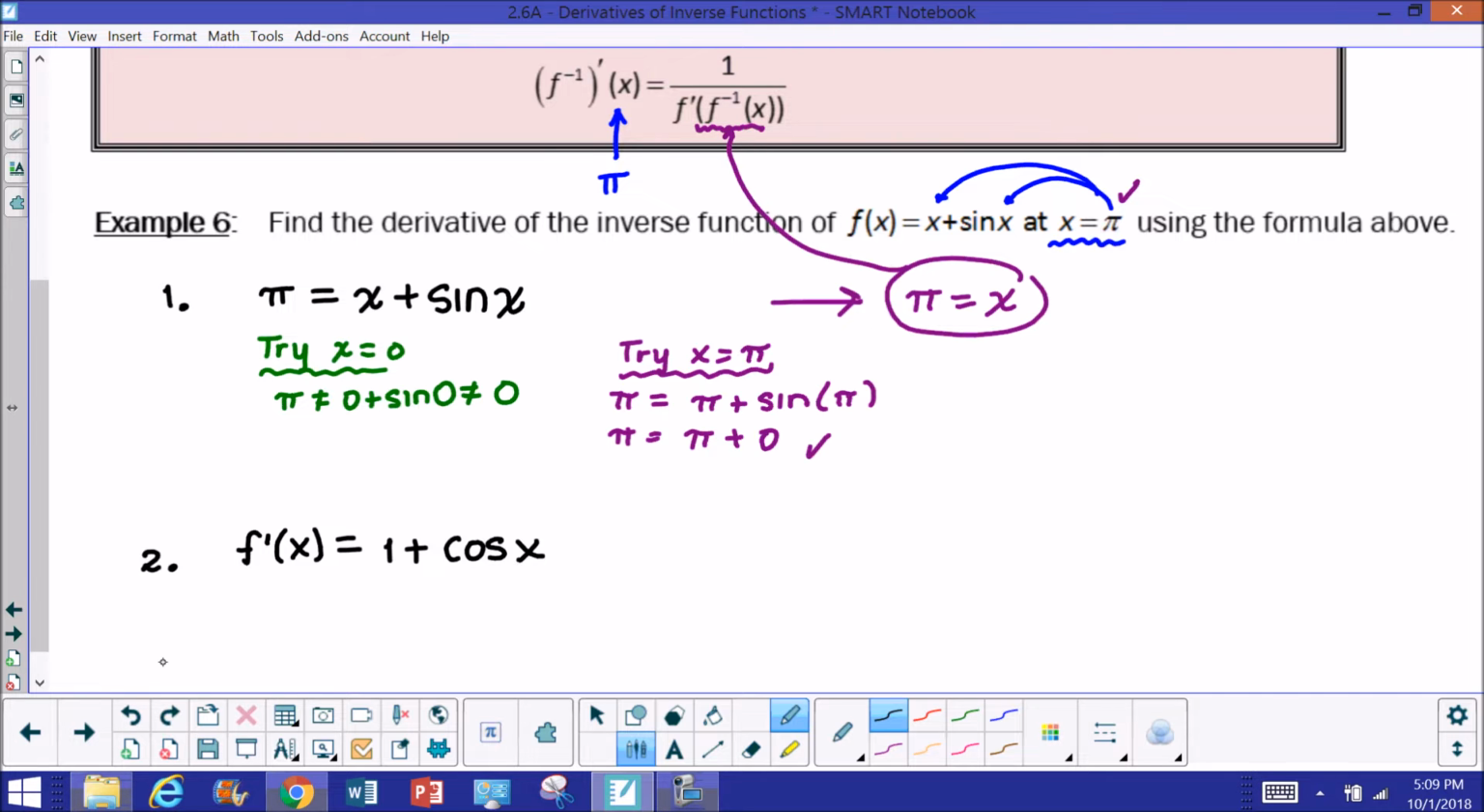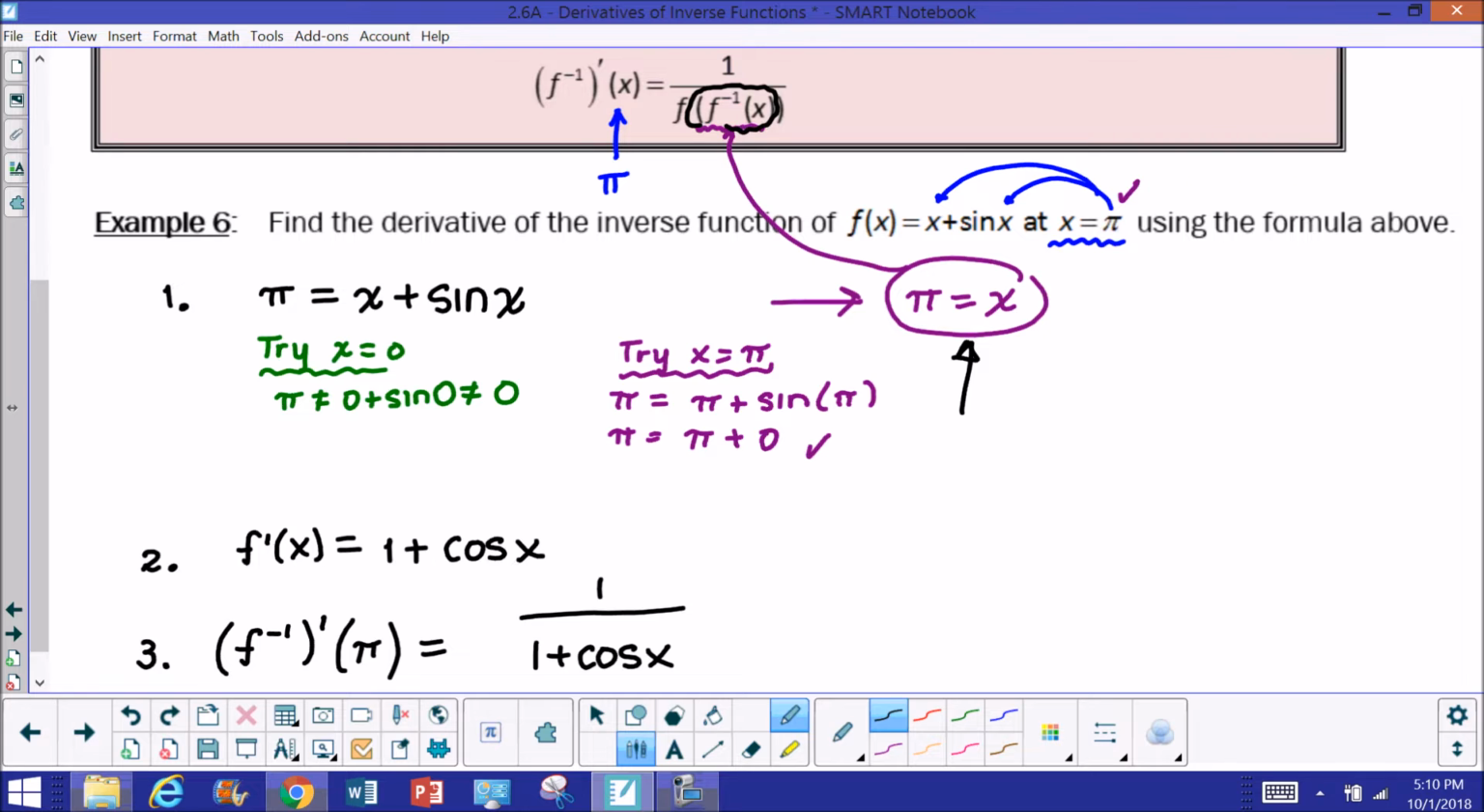And then step 3 is really and truthfully the final step. Because in step 3, you will take what's really the left side, which is what you're evaluating, f inverse prime evaluated at pi, and you'll set that equal to 1 over the expression you had for f prime, which is 1 plus the cosine of x. But now we have to evaluate that at this f inverse of x. And that f inverse of x happens to be this value that you found in step 1.